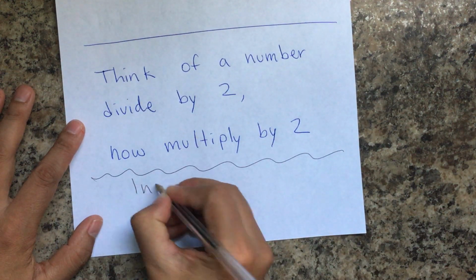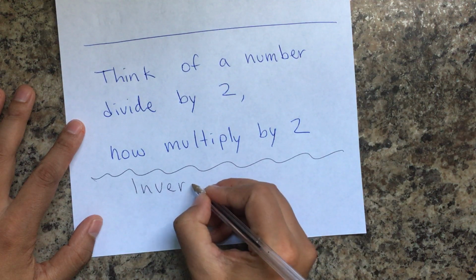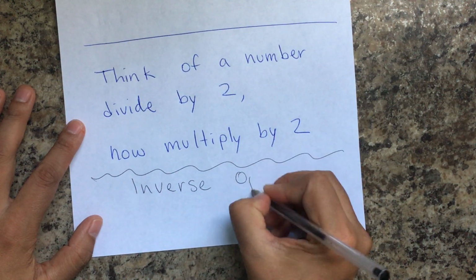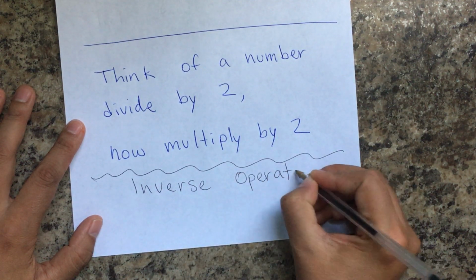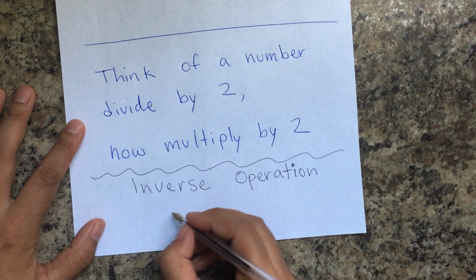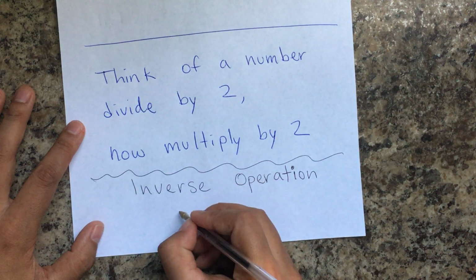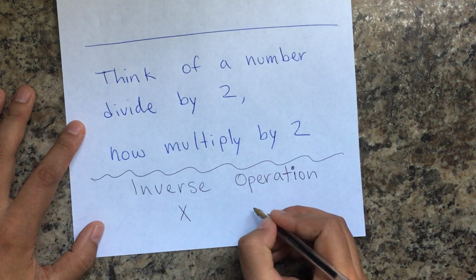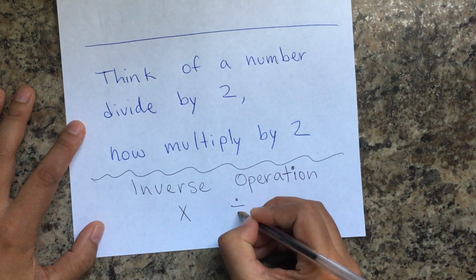we already learned about the inverse operation in addition and subtraction. Inverse operations means numbers or operations that cancel each other. So in here, it means that you cancel multiplication with division.